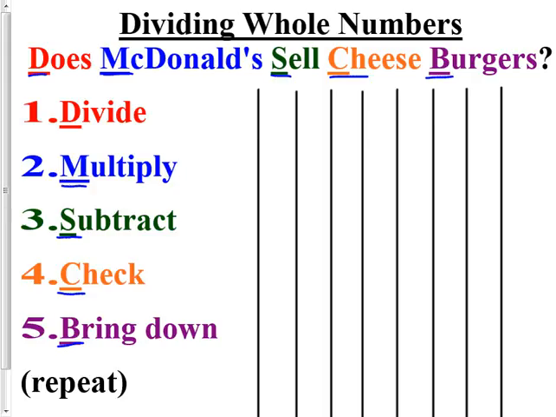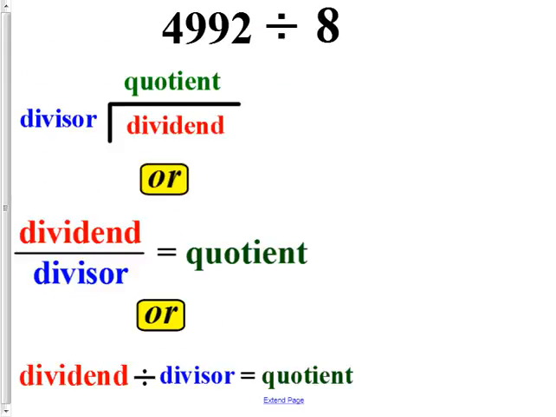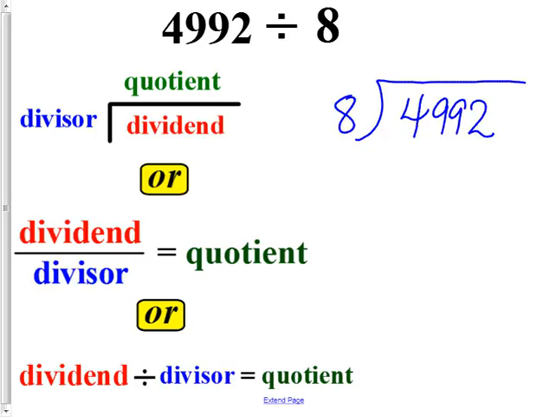Now, let's look for just a minute at different ways that you can write division. It can look like the division house, which is a way probably that you're used to seeing it. So if we wanted to write the problem 4,992 divided by 8, we would write it like this. The 4,992 is our dividend, the 8 is the divisor, and our quotient, which is our answer, goes on top.